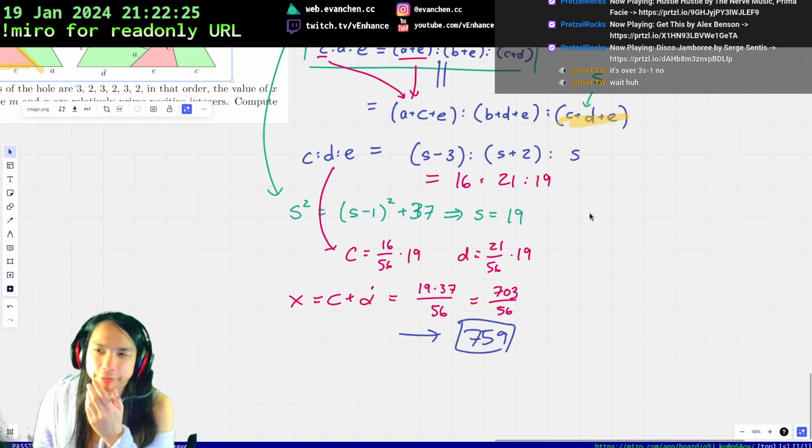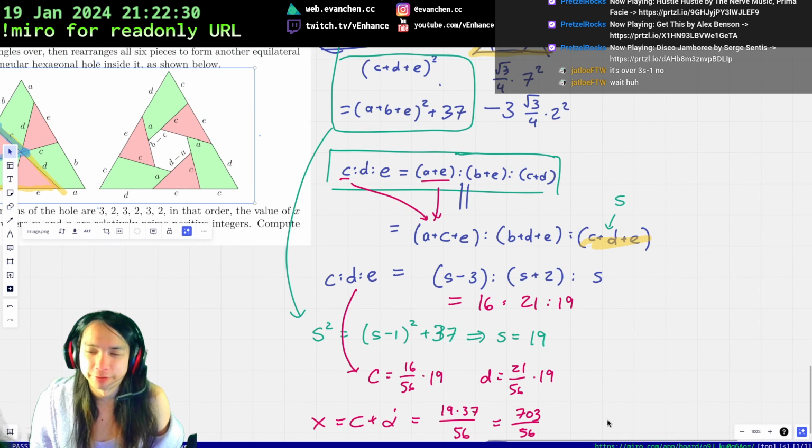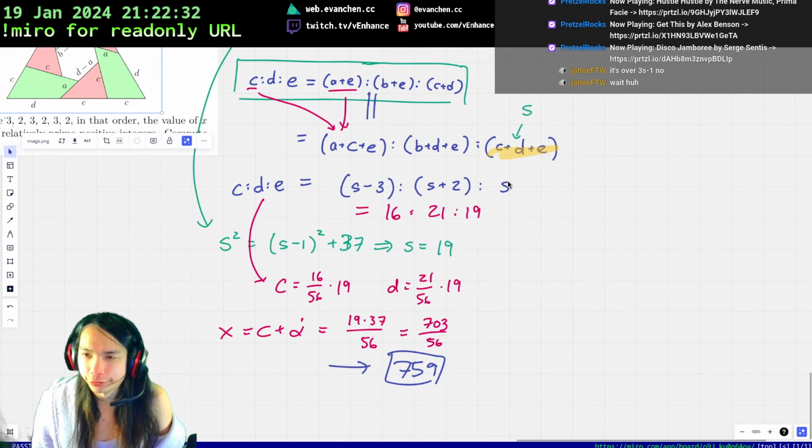Yeah, I think you're right. It's over 3s minus 1. I was being stupid. Ignore that brain fart. It's easier to get s out of this equation anyways. This equation I think you should have been able to get.